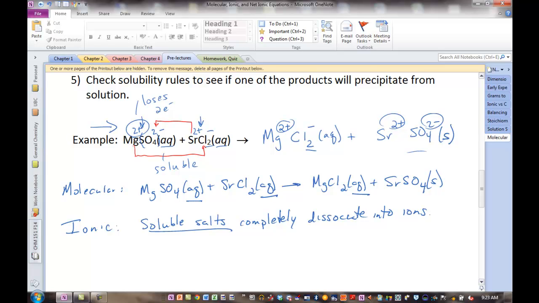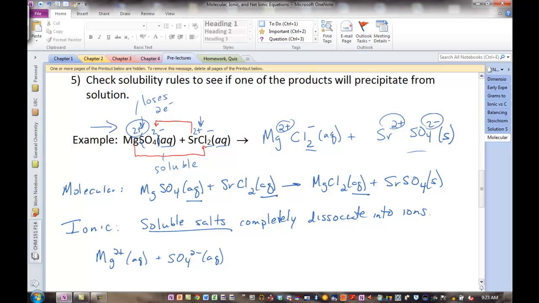Okay? So the ionic, magnesium sulfate is soluble. Magnesium sulfate is composed of magnesium 2+, and again, we need to write AQ because that shows that magnesium 2+ is surrounded, that cation is surrounded by water molecules, and sulfate.